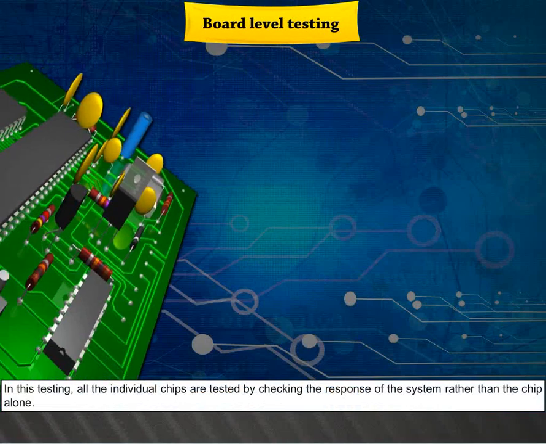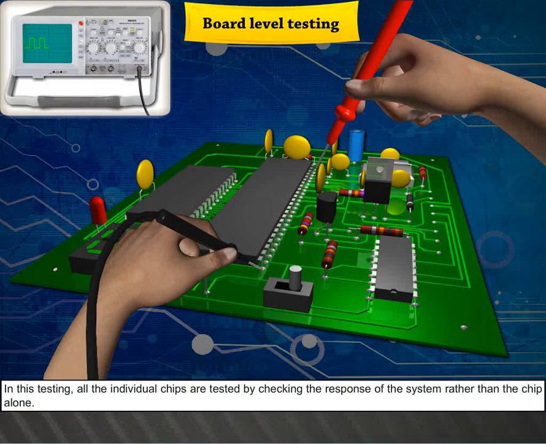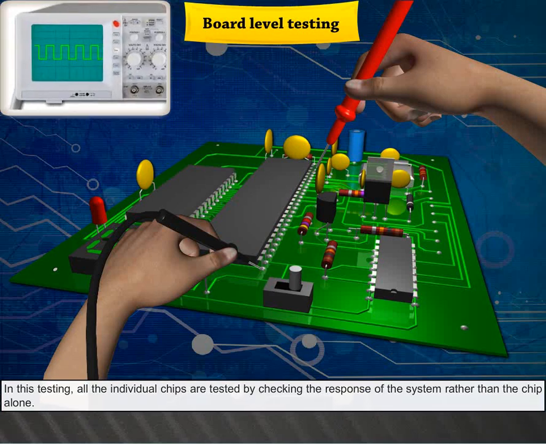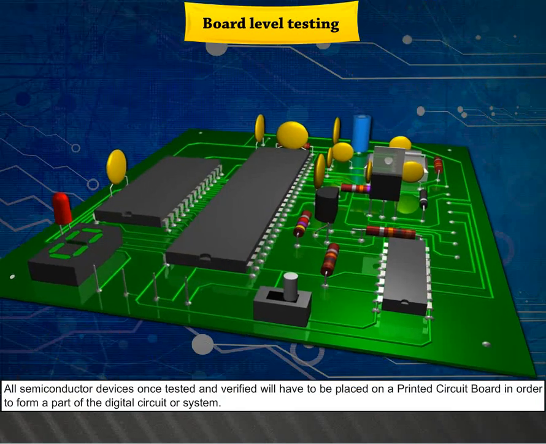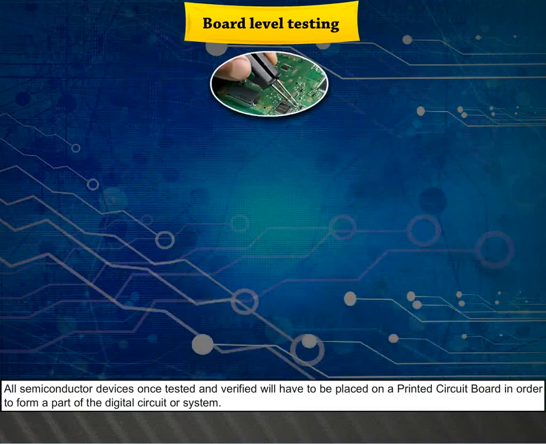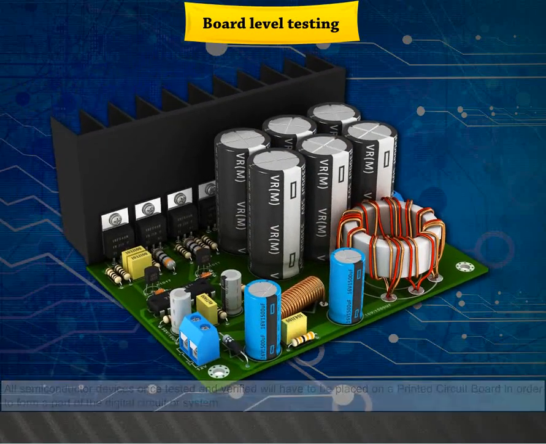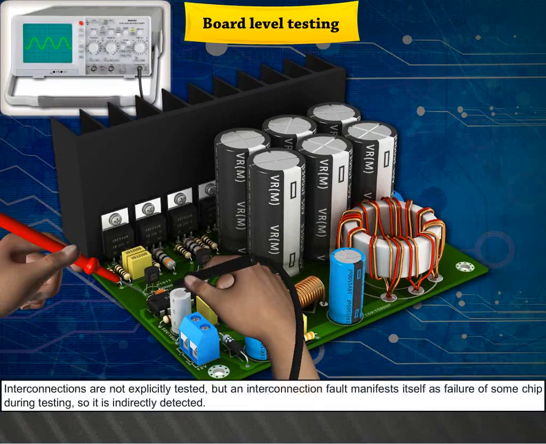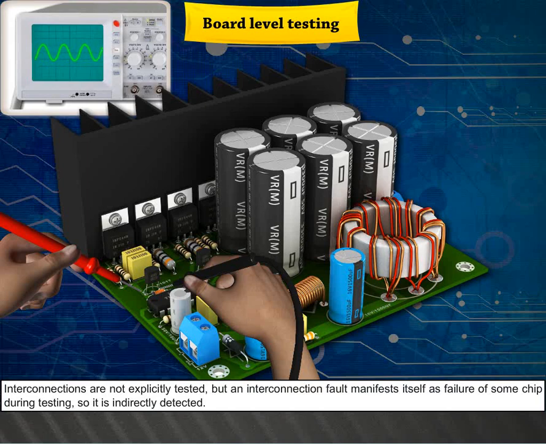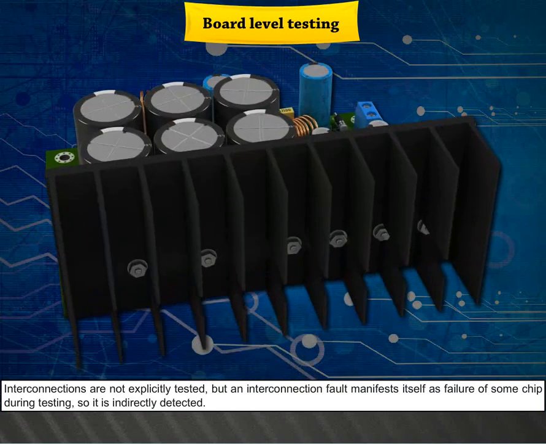Board level testing. In this testing, all the individual chips are tested by checking the response of the system rather than the chip alone. All semiconductor devices, once tested and verified, will have to be placed on a printed circuit board in order to form a part of the digital circuit or system. Interconnections are not explicitly tested, but an interconnection fault manifests itself as failure of some chip during testing, so it is indirectly detected.